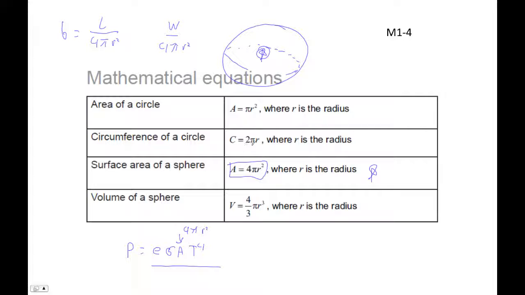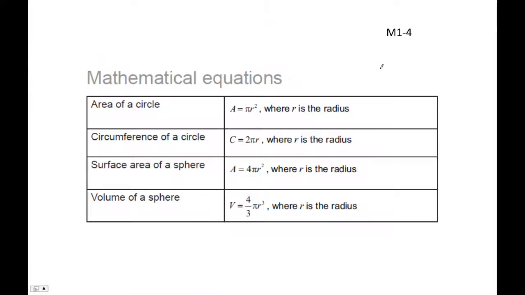I'm trying to think of when we use circumference. So circumference in orbit problems: velocity is 2 pi r over period, circumference divided by period. So you might use it for that, if something's going in a circle at a uniform speed.